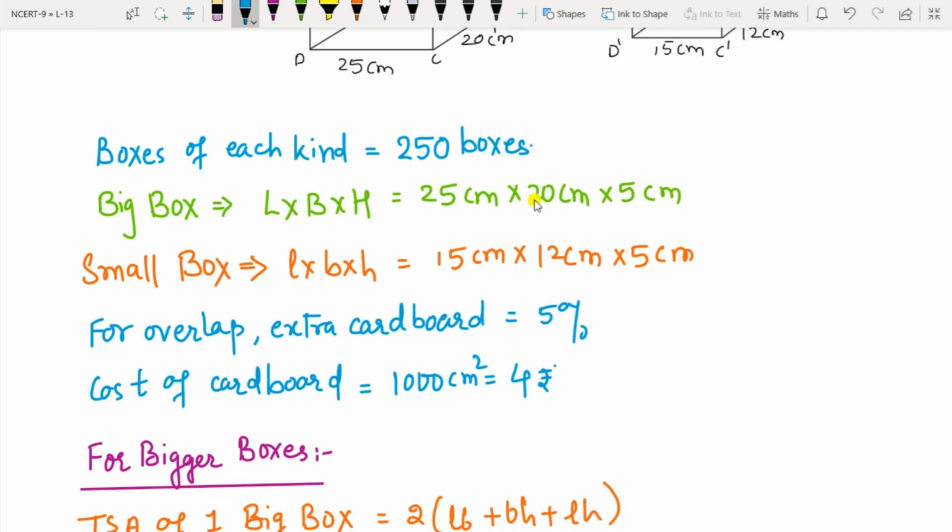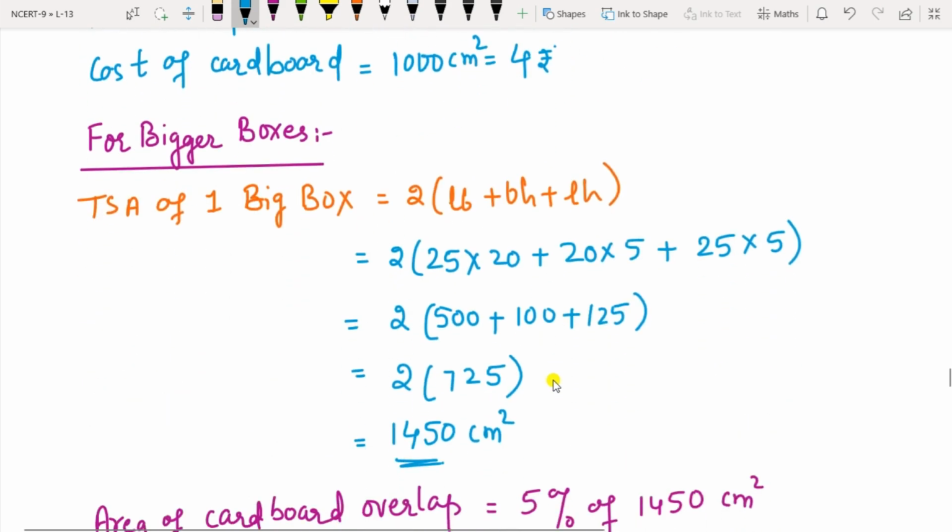Big box length, breadth and height are given like this. Small box LBH are given as this. For overlapping you need extra 5% cardboard, and cost of the cardboard is given as 1000 centimeter square equal to 4 rupees. Now you have to find the total surface area. Since the box is closed from all sides, you will need to find the total surface area of one box, so apply the formula 2 (LB plus BH plus LH).